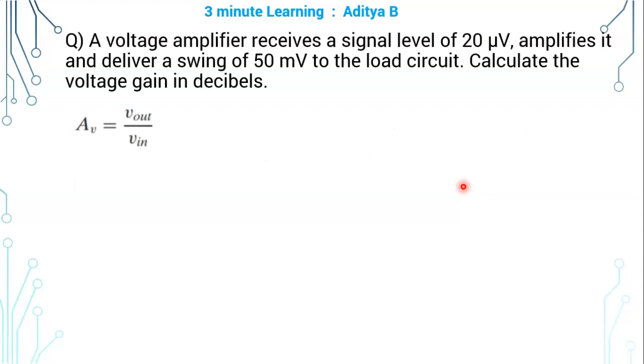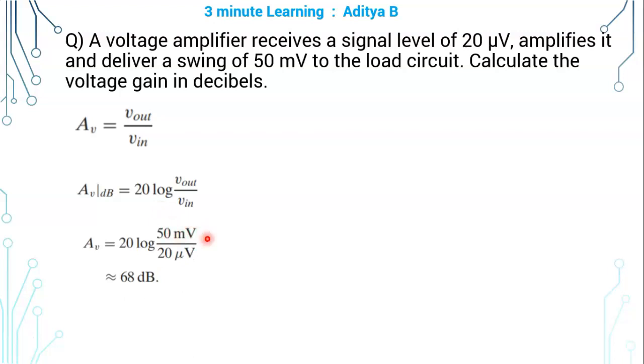Voltage gain is the ratio of output voltage to input voltage. In other words, it indicates the factor with which input voltage is multiplied and presented at the output. Voltage gain in decibels is 20 log of V out by V in to the base 10.